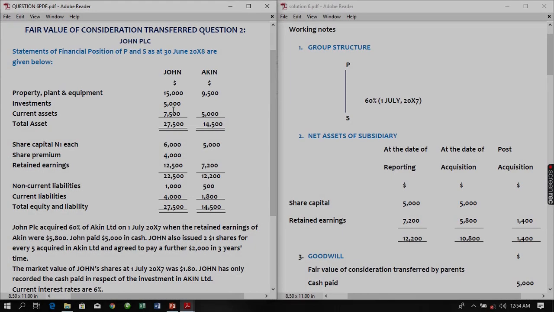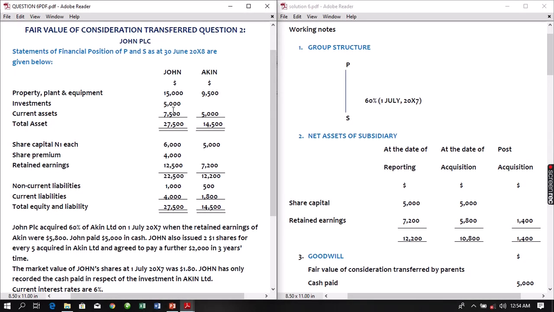So for the second question, John PLC, the statements of financial position as at 30th June 20x8 are given below. We have John and we have Akin. We are given property, plant and equipment. We are given the investment, current assets. We are given the share capital, the share premium, retained earnings, non-current liabilities, and the likes.